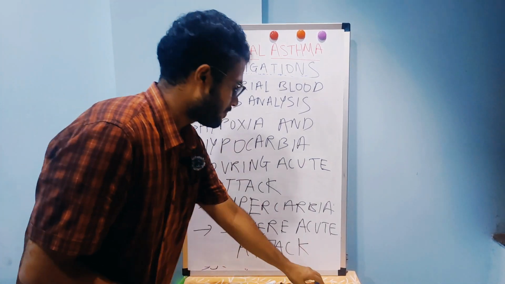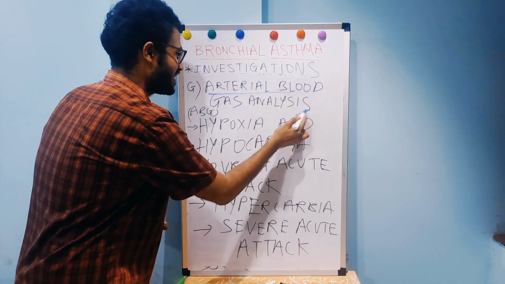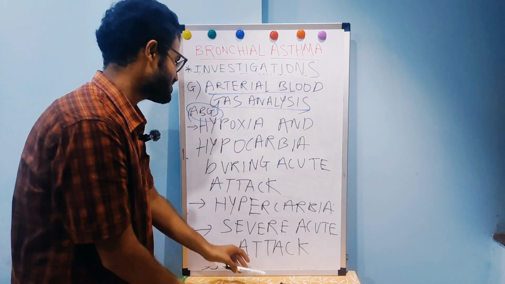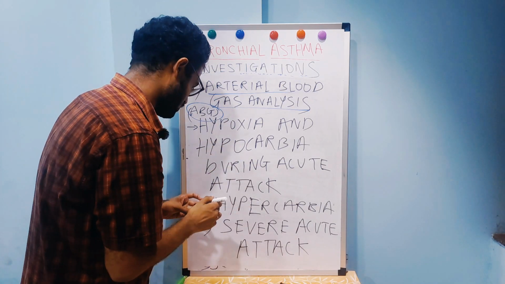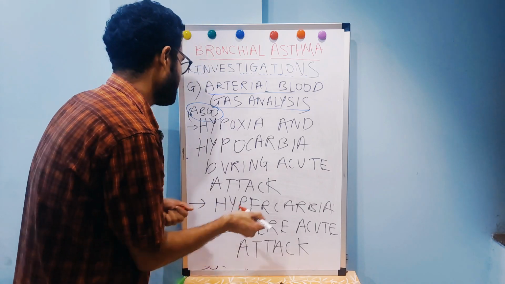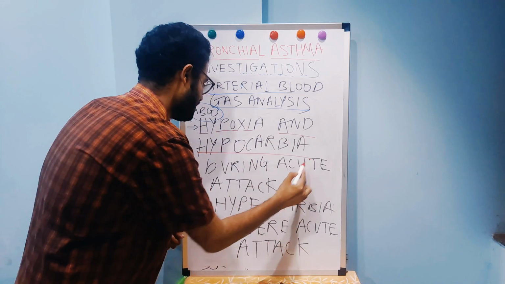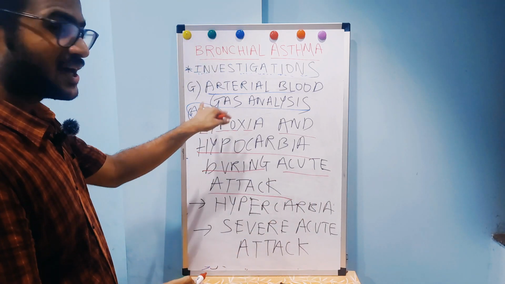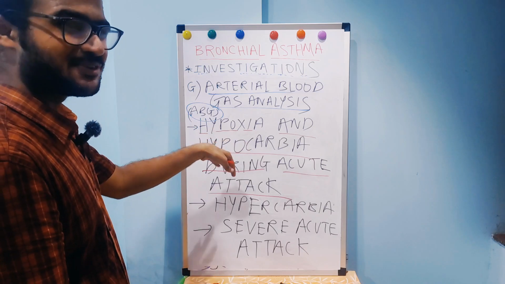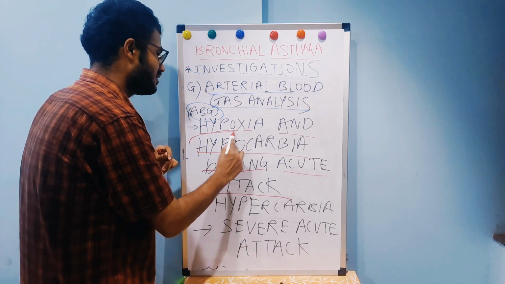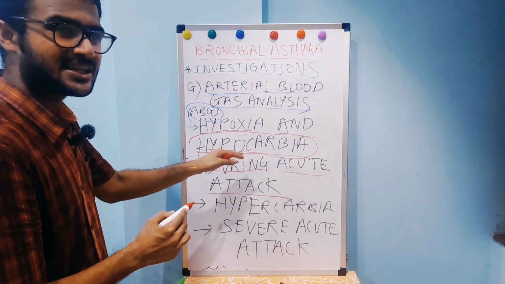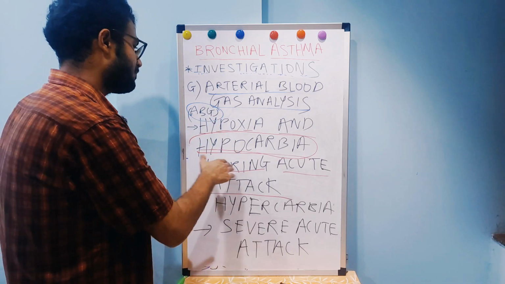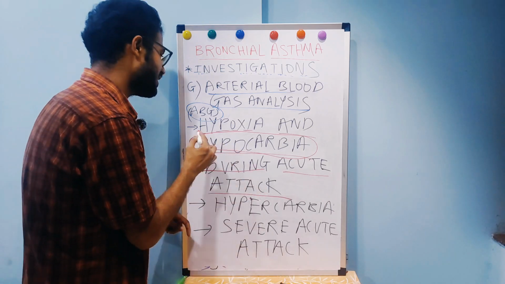So now I would be talking about arterial blood gas analysis, ABG analysis. You should know this. It is the seventh and the last test. There is hypoxia and hypocarbia during acute attack. During exacerbation, there is hypoxia, meaning decrease in oxygen, so there is difficulty in breathing, and there is hypocarbia, meaning partial pressure of carbon dioxide decreases. So the amount of carbon dioxide is reduced during acute attack.